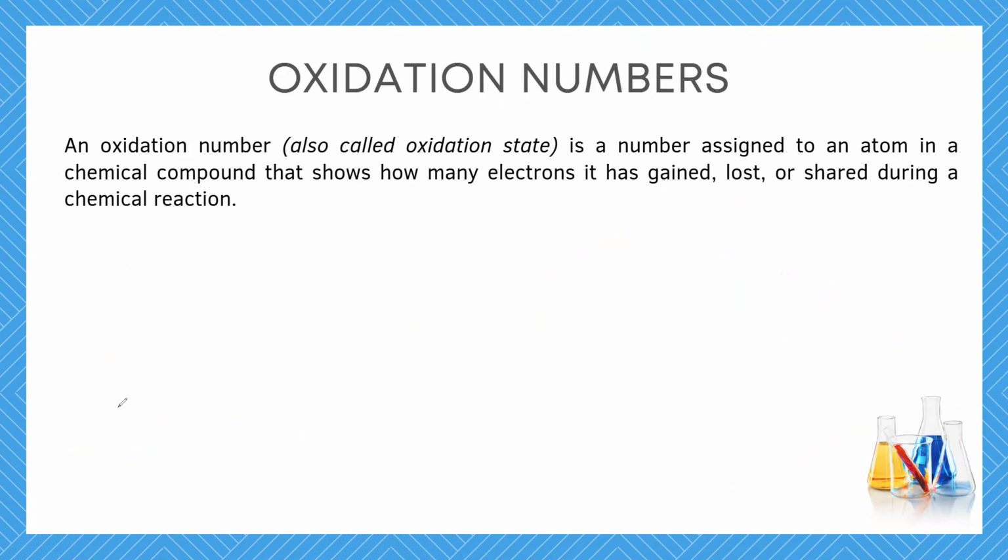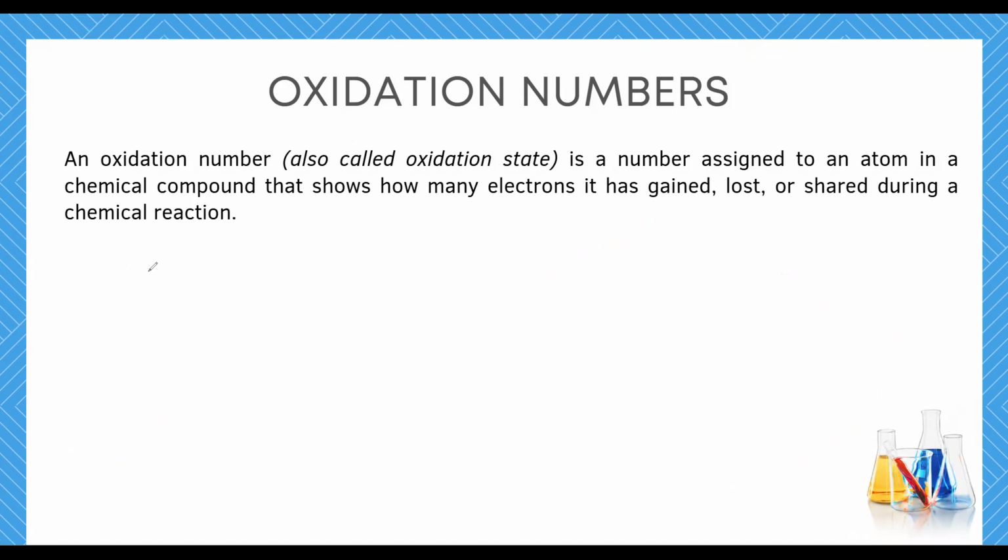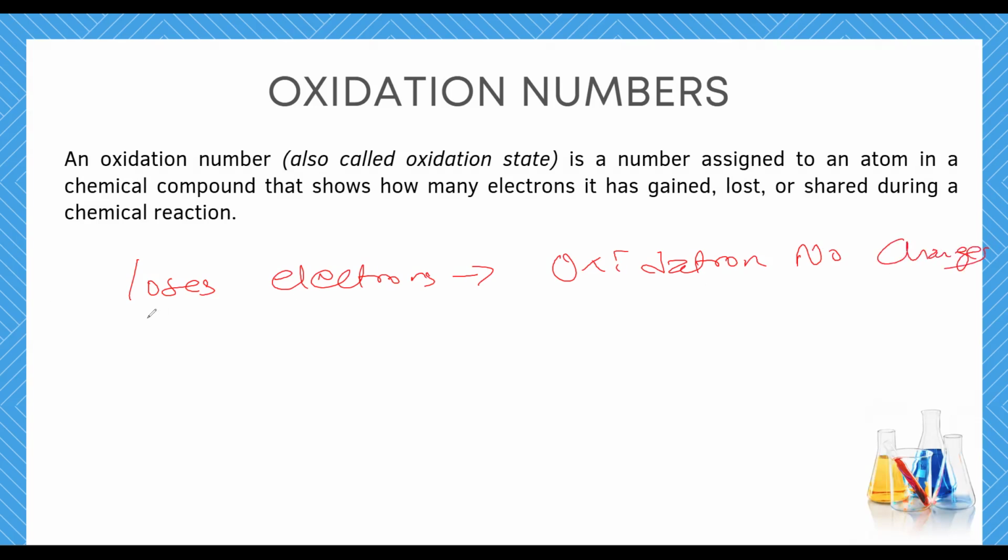Now that we know what oxidation is and what reduction is, an important concept you need to be familiar with is the concept of oxidation numbers, because when substances lose electrons and when they gain electrons, there is something that changes. Let me write it out on the screen. If a substance loses electrons, the oxidation number changes. And if a substance gains electrons, the oxidation number also changes.